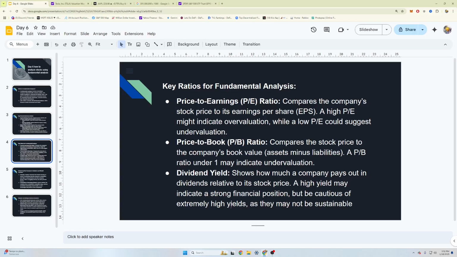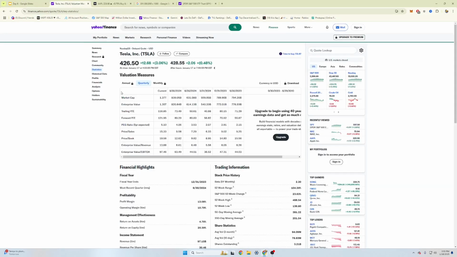And dividend yield shows how much a company pays out in dividends relative to its stock price. A high yield may indicate a strong financial position, but be cautious of extremely high yields as they might not be sustainable. Now, an example of an extremely high yield is like Verizon. So Verizon last time I checked was like an 80% yield. So okay, let's look at Verizon. I'm about to pick on Verizon now.